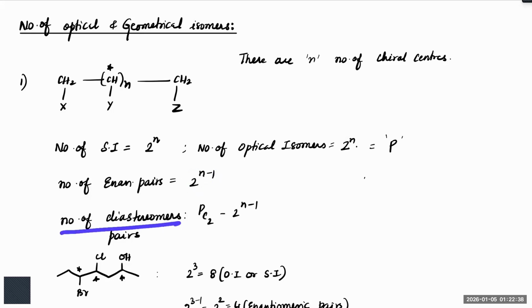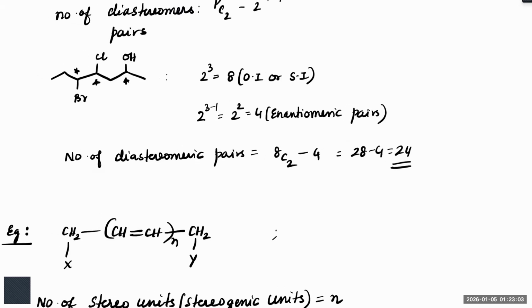Number of diastereomeric pairs. Diastereomeric pair means first list out all the pairs. If you have p number of total optical isomers, then pC2 will become the total number of pairs. Correct? So out of those total number of pairs, remove all the enantiomeric pairs. So the leftover will be diastereomeric pairs. Okay. So you can notice this example, for simple understanding, we have three chiral centers here, and left hand side, right hand side, I don't see any symmetry. Both of them are different groups.